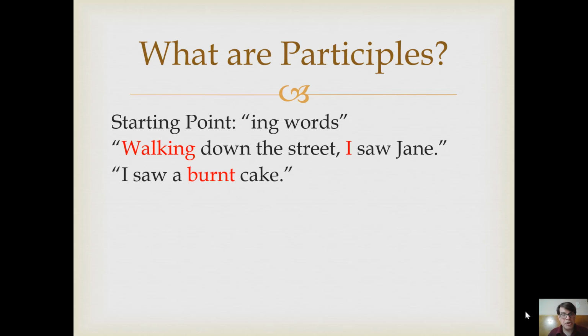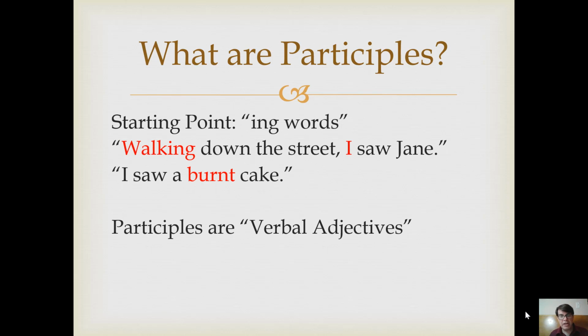Here's another example. I saw a burnt cake. In Greek, you might translate this: I saw a having been burnt cake. Burnt is telling you something about the cake. What am I getting at? Participles are verbal adjectives. They tell us about nouns or pronouns in a verbal kind of way. So walking tells us about I in a verbal kind of way.